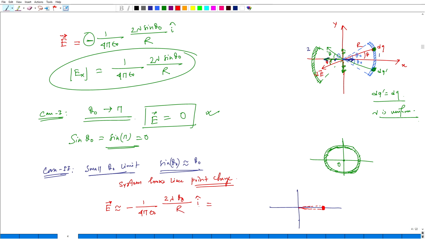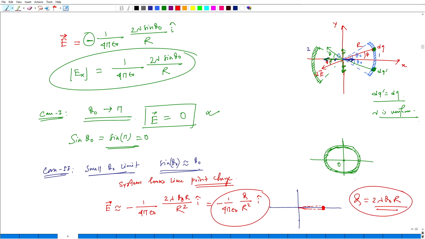And we know that for a point charge the electric field is 1 over 4 pi epsilon naught q over r square I cap. So, if we multiply numerator and denominator by r, this is the expected result. Here the q is the total charge. So then the q becomes 2 lambda theta naught times r.